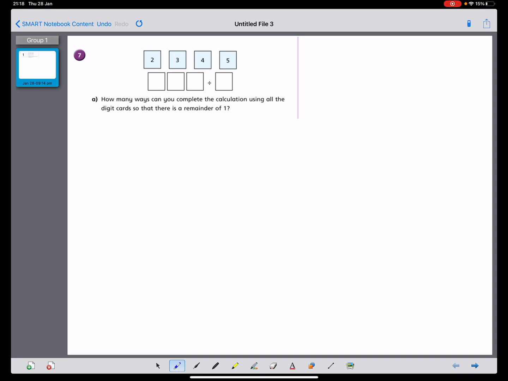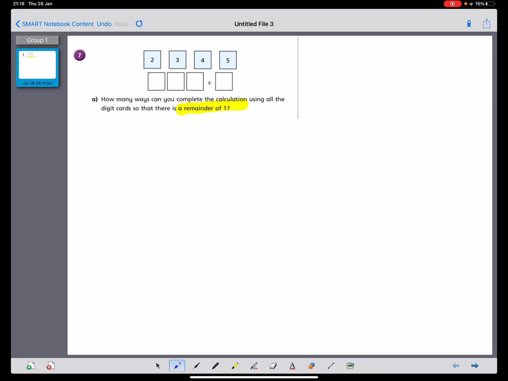Hello, so some of you asked me about this question and number 8. I'm only going to go through this one because they are very much the same in that you need to work through systematically. The thing that's important to remember is I've got a 3-digit number divided by a 1-digit number, and I need to have a remainder of 1. That was the other thing to keep in mind.